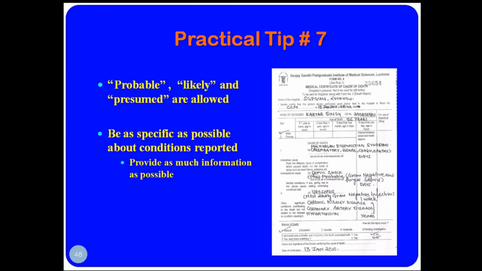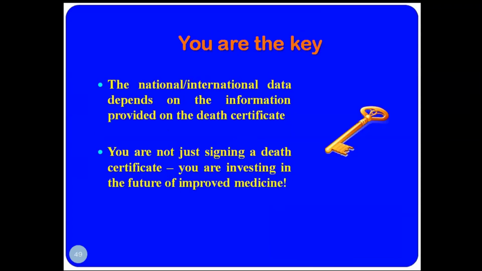And in between, suppose the patient suffered from septic shock, and if it is gram-negative or fungal sepsis, you can write gram-negative sepsis or fungal sepsis. So we know how many patients are dying because of fungal sepsis. Most probable, most likely, it is all allowed to you. So you are the key, both for national and international data, and a lot of information depends on a properly written death certificate.